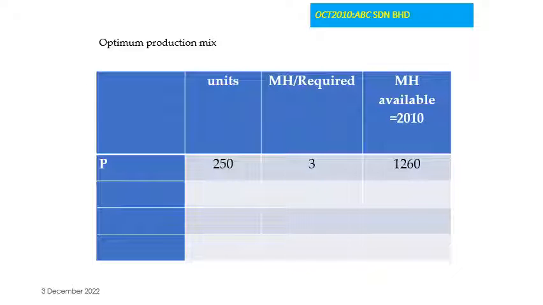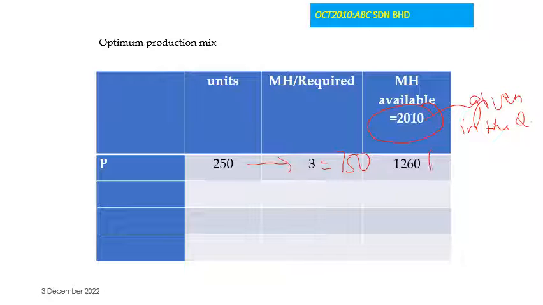That means if you produce 250 units, 250 multiplied by 3, you will utilize 750 machine hours. Maximum hours available, this one given in the questions, 2010. So if you already produce product P, that means you have a balance of 1260 hours. This is balance, right? Balance in terms of machine hours.